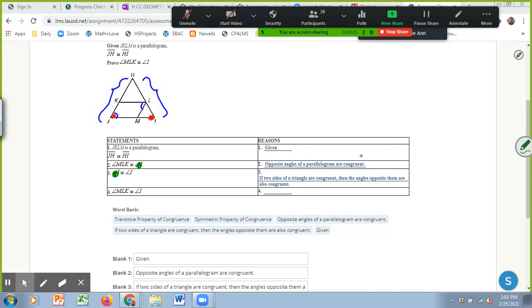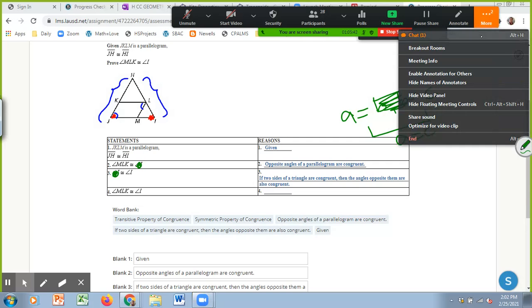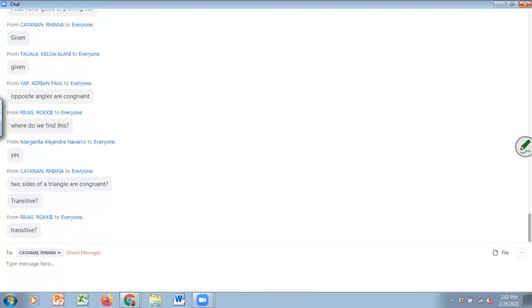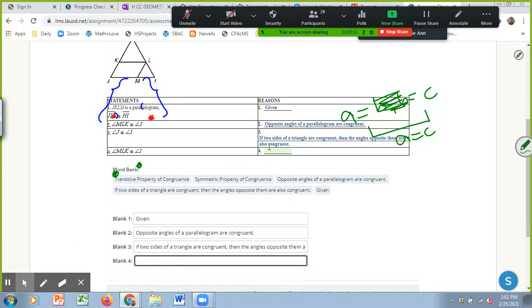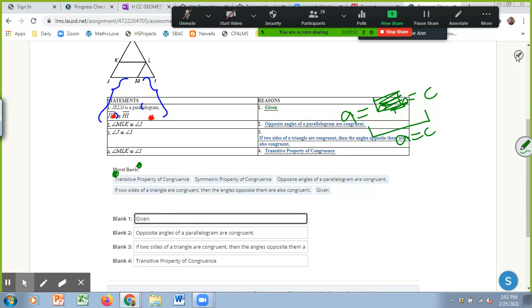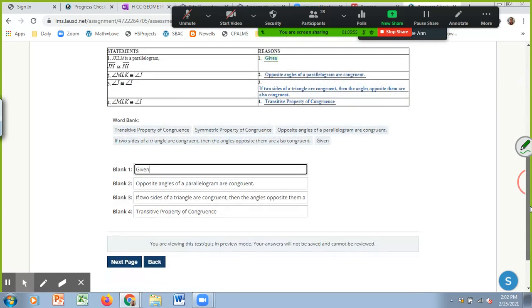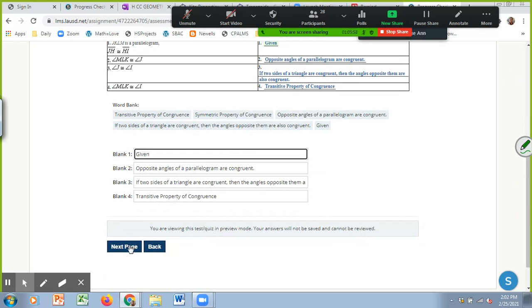It's like if A equals B and B equals C, then you drop this common thing over here and combine: A is equal to C. So what property is that? Transitive. Very good. So I click on this and then transitive. There you go.